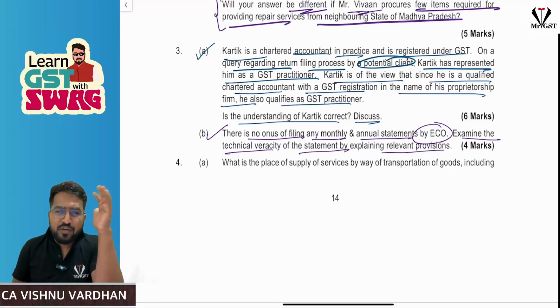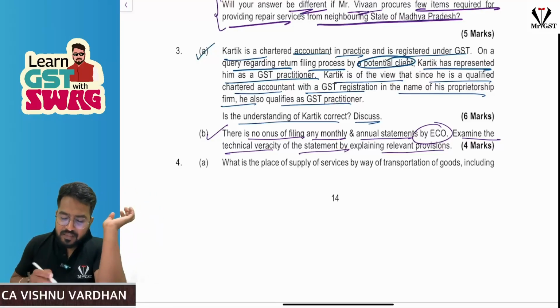Sir, when you are an e-commerce operator, you are liable to collect tax at source at least. So the TCS obligation is there for you. When you are an e-commerce operator where the TCS obligation is there for you, you are also required to file a monthly statement and an annual statement. Monthly statement, at least GSTR 8, and annual statement, GSTR 9B, you should file.